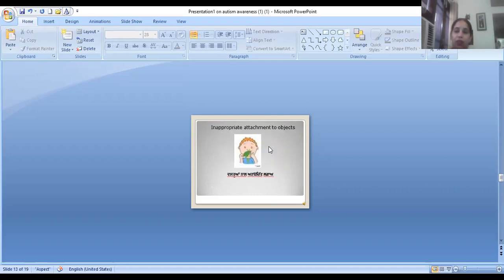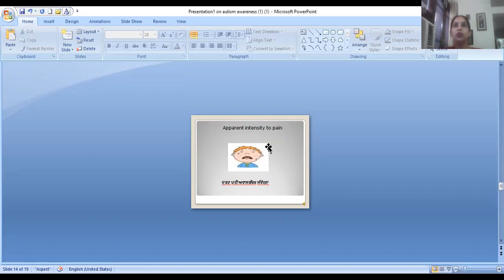Inappropriate attachment to objects. You can see in the picture the child is holding a green leaf in his hand, and he is very attached to the object. The child with autism can have an attachment to things like a thread, a leaf, or a piece of fabric. You can see what these things are, but he can show attachment to inappropriate objects.